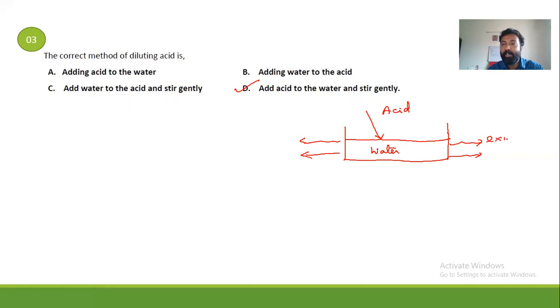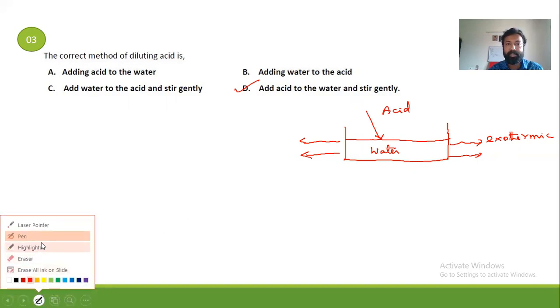This is an exothermic process, students. You have to be very, very careful. Never do the reverse, it will spurt. So it's a general knowledge concept. Add acid to the water and stir gently. That's the answer for question number 3. That is, how do you dilute the acid? This is the way we need to dilute it.